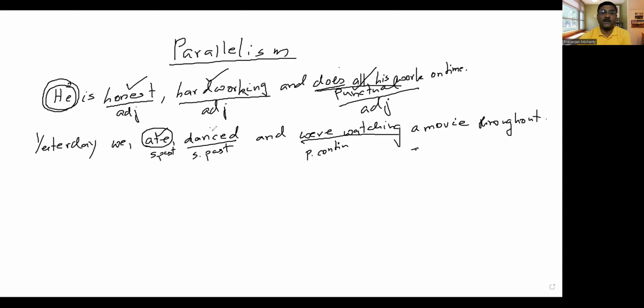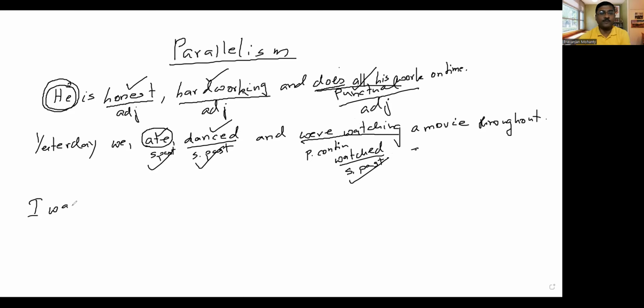So it is ate, danced, and watched a movie throughout. When I use the word watched, it becomes simple past, and then all three become simple past, this one, this and this. So that's why it is bad. Okay? Let's see one more sentence.